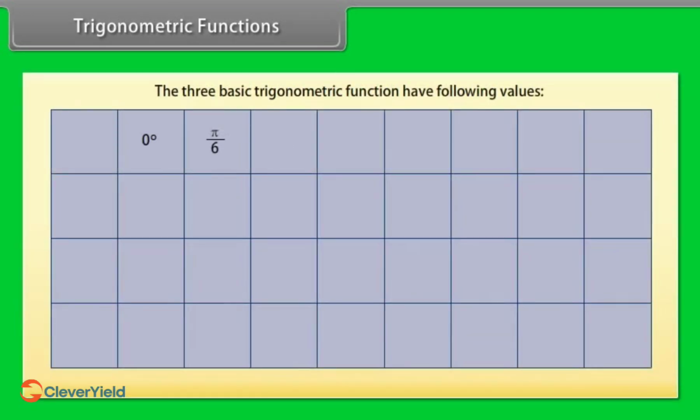Trigonometric functions. The three basic trigonometric functions have the following values.